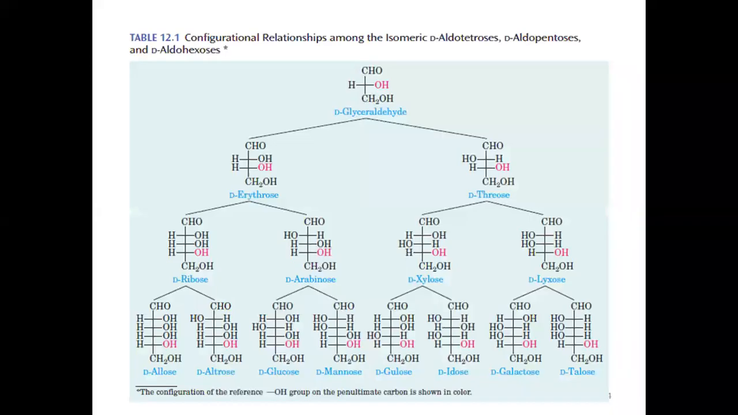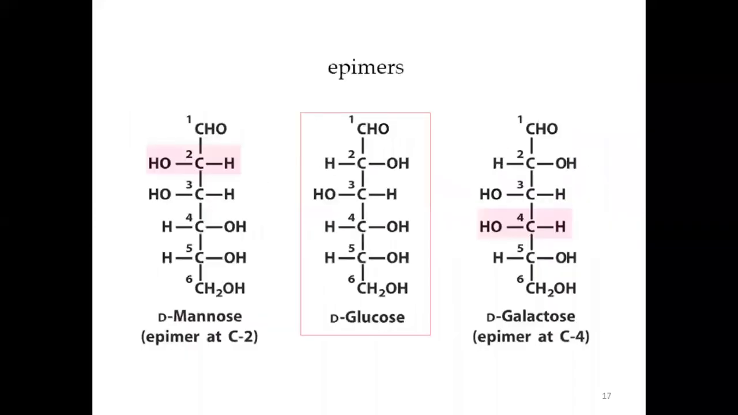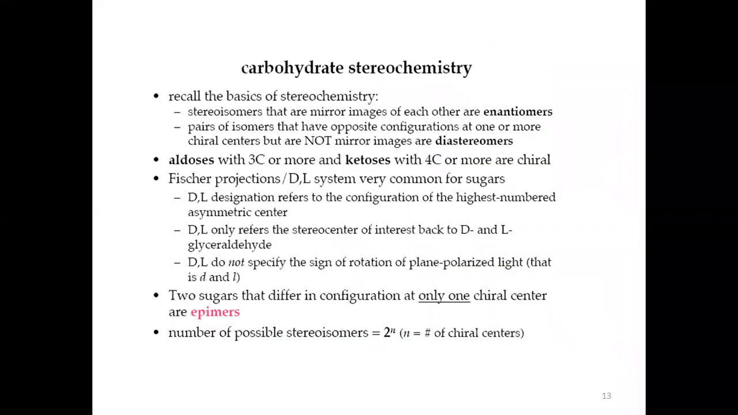We'll see that later. And then the Fischer projections are in the D/L system. It's very common for sugars or carbohydrates. The common name for simple carbohydrates is sugars or simple sugars, and we have the common name for monosaccharides. So the D or L designation refers to the configuration of the highest numbered asymmetric center. So D and L only refer to the stereocenter of interest.